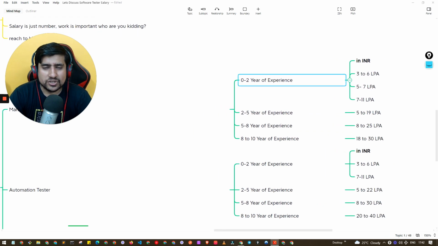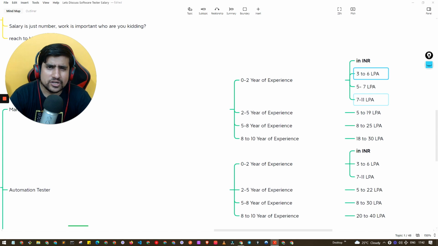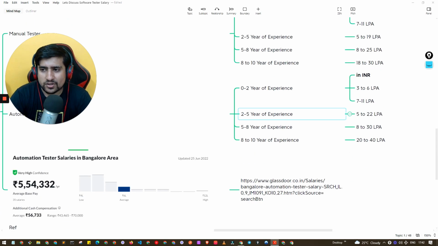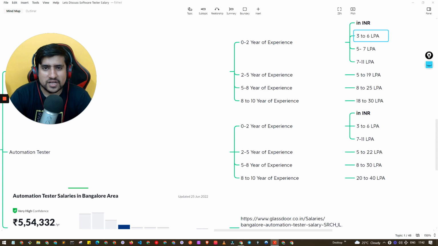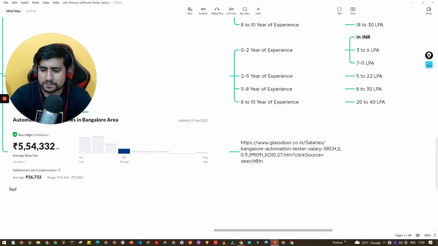For example, 0 to 2 years of a manual tester, generally they have 3 to 6 LPA. This is lakhs per annum in INR. You can convert according to your US or UK because those have a different number, right? You can go to the LinkedIn salary and you will find the details. It's just a number that I have given you for a reference, but don't take it seriously. Okay. These are just for references.